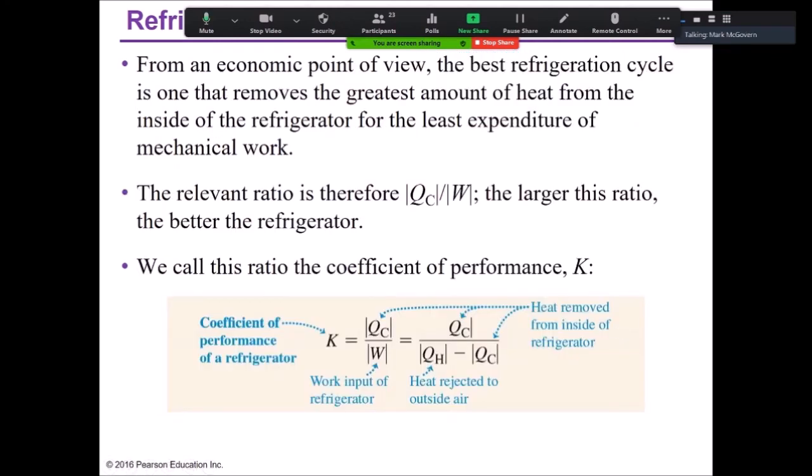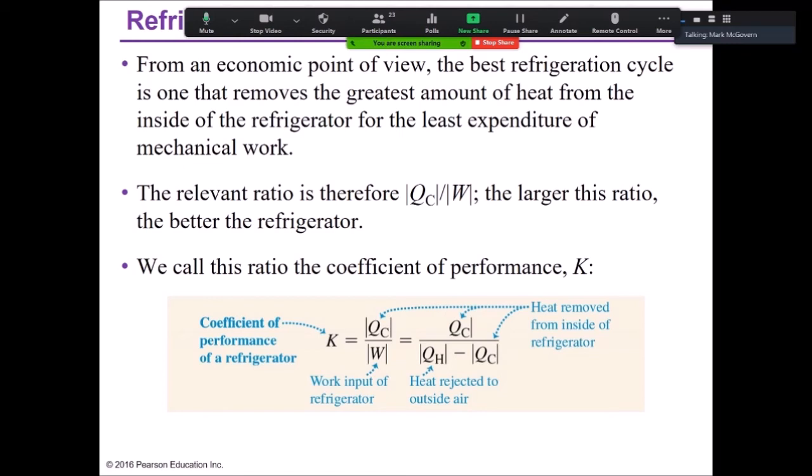All right, so to talk about refrigeration, we have a slightly different concept for efficiency, because what we are interested in is how much heat can you take out based on the amount of work. So the focus is a little bit different here. We're actually interested in QC over W, and that is going to be our performance for the refrigerator.